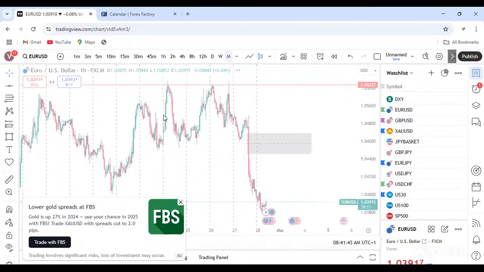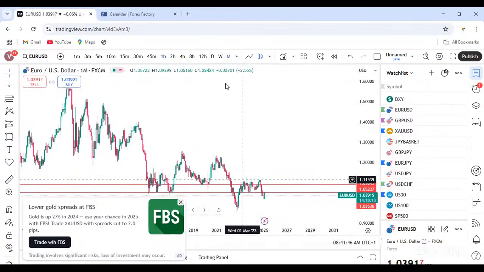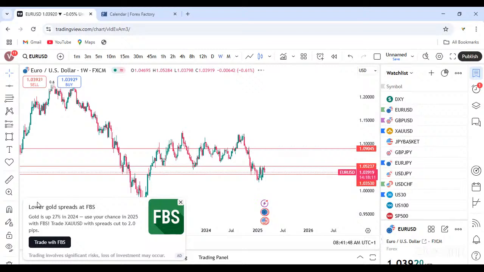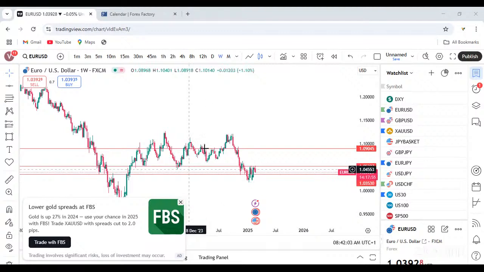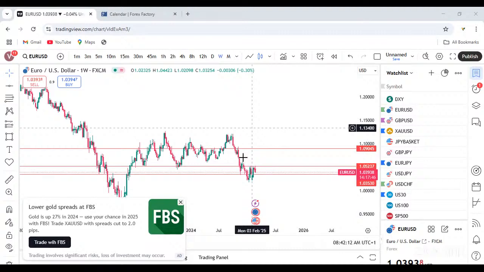On Euro USD, the monthly time frame is still very bearish, as seen right here. On the weekly time frame, as seen right here, there's a shoulder, sweep, break. Price may return to the shoulder at 1.09045, and we may see some reaction at that point.